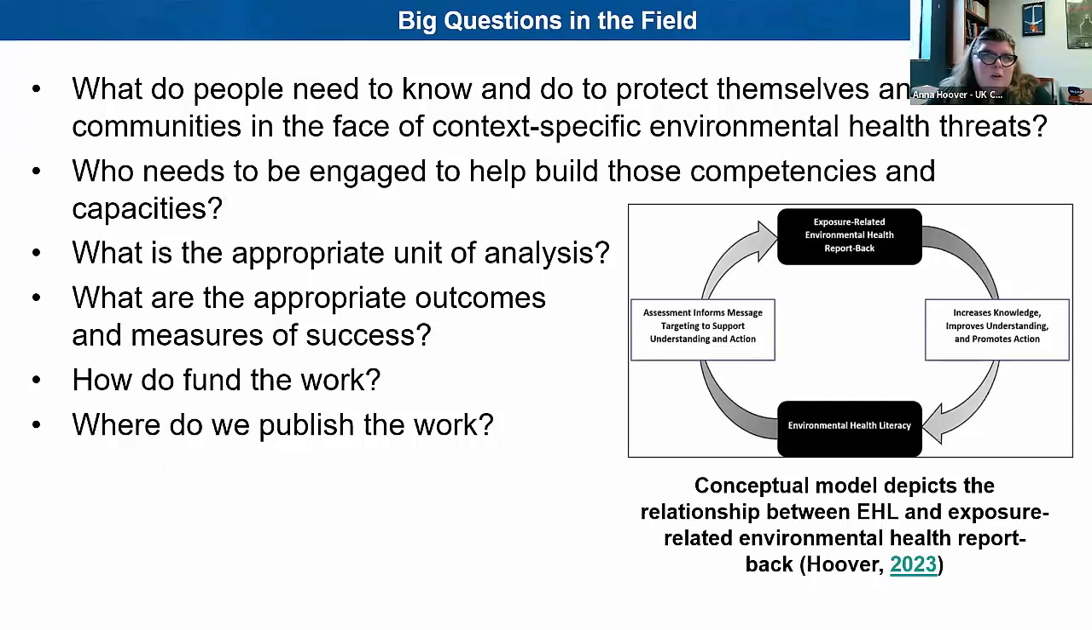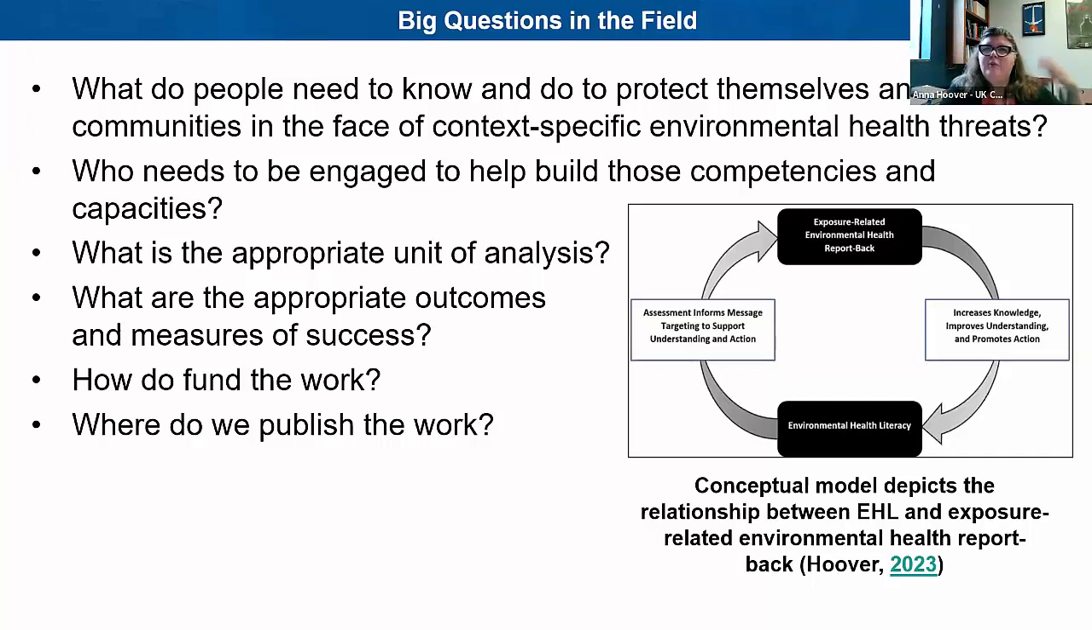What is the appropriate unit of analysis? Is it the individual? Is it the organization? Is it the community? We've got to figure these things out. What are the appropriate outcomes and measures of success? How do we fund this work? Very often this work is funded through those centers that I mentioned, so it's not a standalone project.